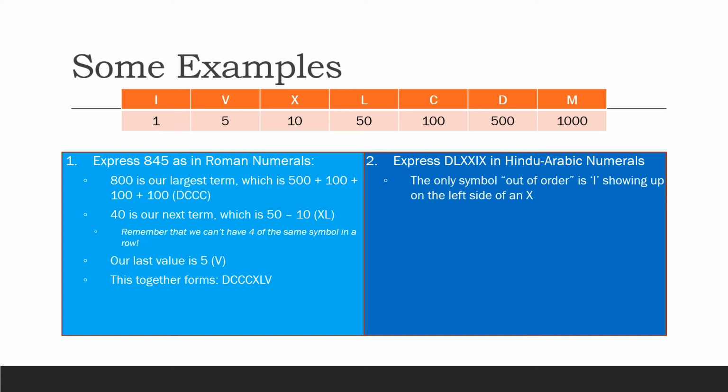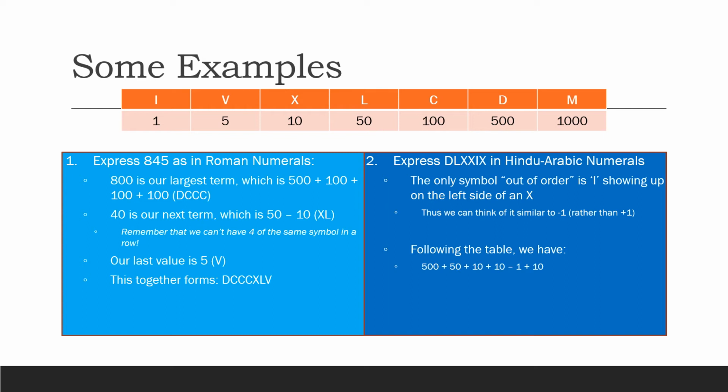So in this case, DLXXIX, well, we can see that the I before the X is out of order, so that must be our negative term. So we can just think of that as -1 and then follow the guide.